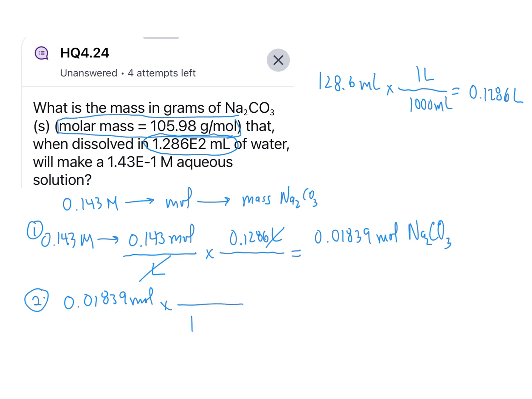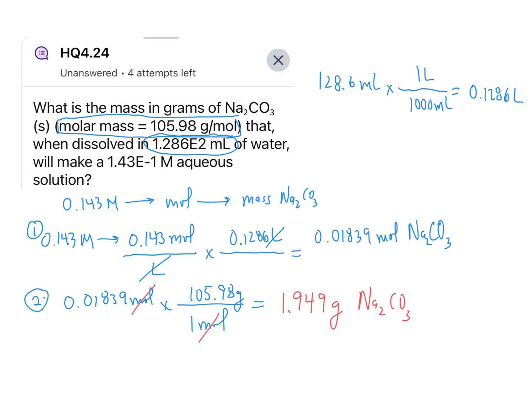tells us that for 1 mole of sodium carbonate, we need to have 105.98 grams of sodium carbonate. So we multiply, moles cancel out, so times 105.98. And we are going to need approximately 1.949 grams of sodium carbonate in this solution.